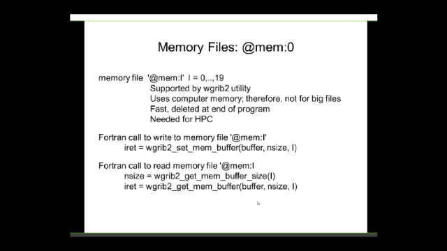There are Fortran calls to set the memory file. grib2_set mem buffer sets it so your Fortran inquire code can read it. Grib write can write to a memory file, and this is the way you get the memory size, buffer size, and then you can get the buffer. So you can write to a memory file. This is for HPC basically. I can write to a memory file, then read it using wgrib2 get mem buffer, and then pass it on to somebody else, or write it to a parallel file system.